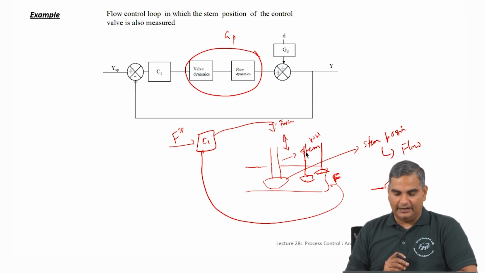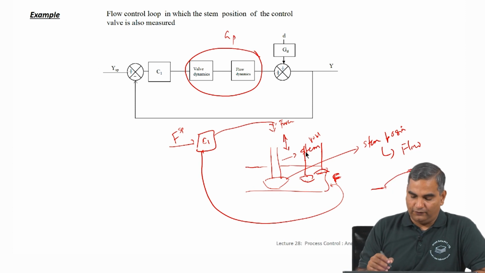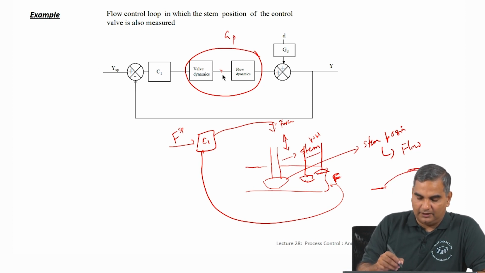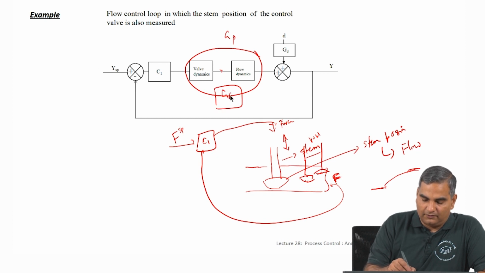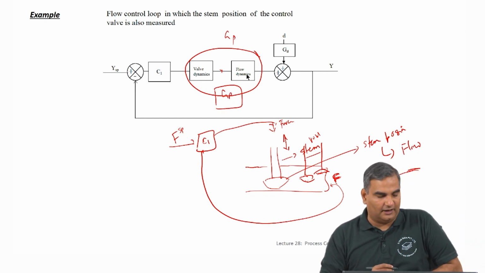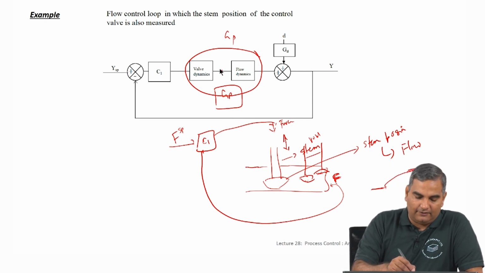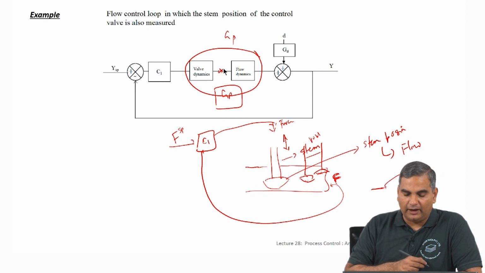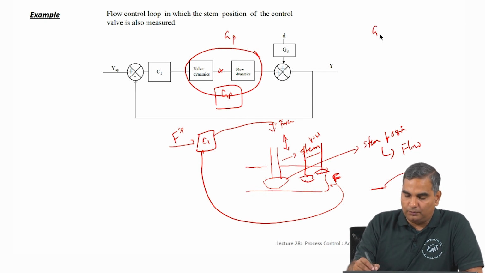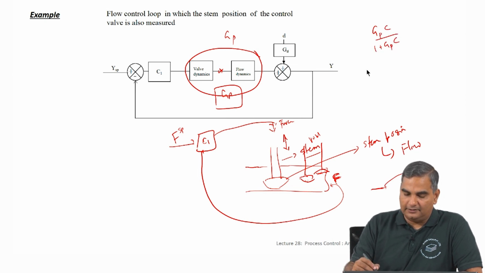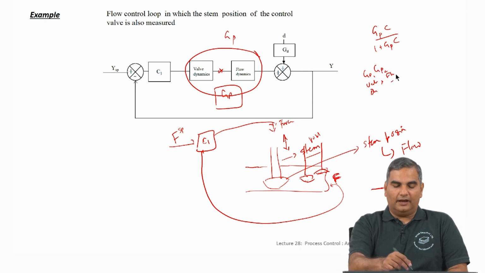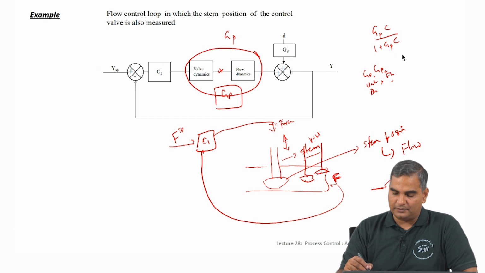So, here the idea is the following. What we are going to do is, if I do not measure the stem position, I do not have a measurement here, in which case I just put one GP here, which is a combination of the valve dynamics and flow dynamics, and I cannot do anything other than the standard closed loop. Supposing I have a measurement here, okay. Now, remember my closed loop transfer function is GPC by 1 plus GPC, and this GP is, I told you, GP1 GP2, which is in this case the valve dynamics times the flow dynamics. Okay.